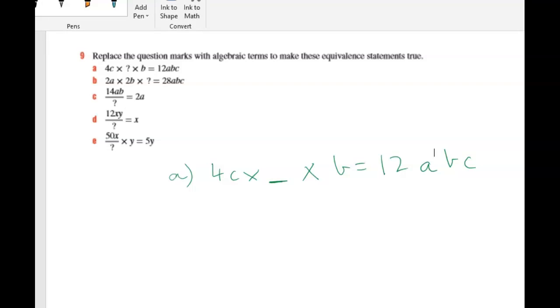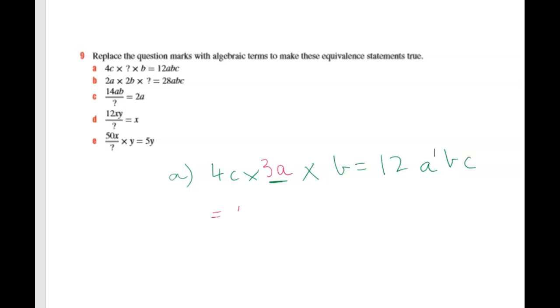Okay, so basically I've got a 4 here, but I've got a 12 here. So I know I'm going to have to multiply that 4 by something to get to 12. So what's that going to be? It's going to have to be 3. Now this C, there's a C over here, so I don't have to multiply it by another C. There's a B here and a B here, but I've got an A, and this A isn't on the left-hand side, so we're going to have to multiply the terms on the left-hand side by 3A to make it all equal 12ABC. So just check your answer.